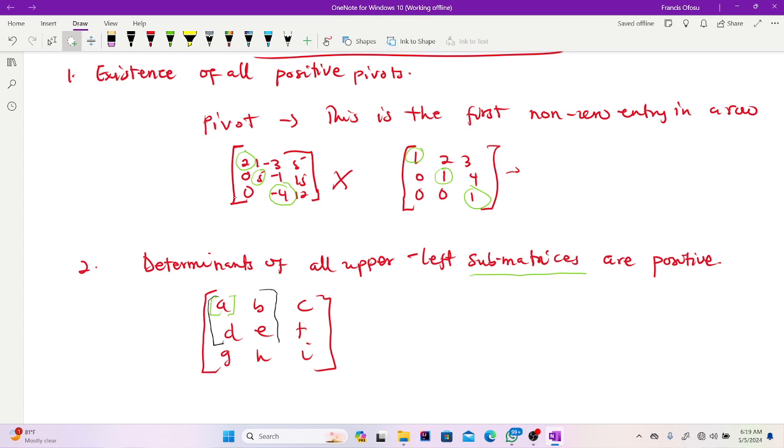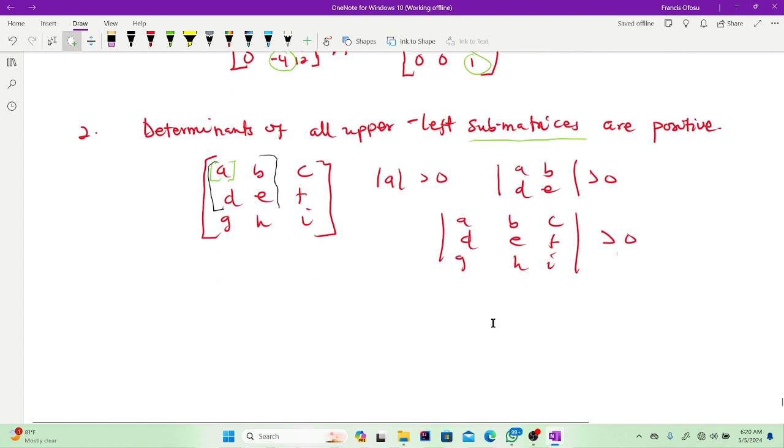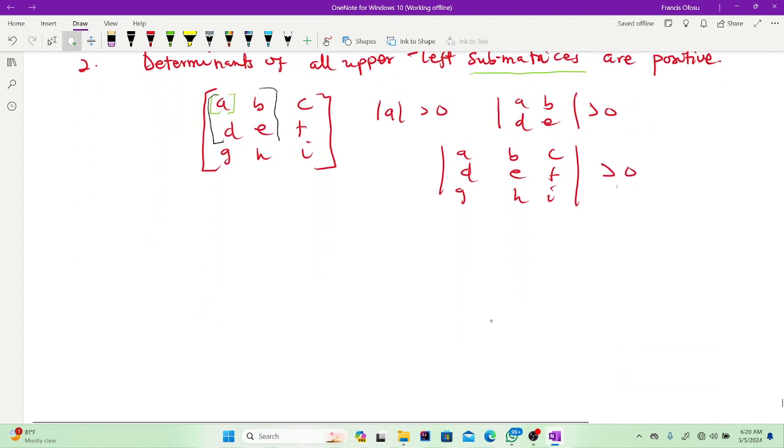So we have to determine the determinant. First of all, you find the determinant of A, it should be greater than 0. Determinant of A, B, D, E, it should also be greater than 0. Then you find the determinant of the entire matrix, A through I. It should also be greater than 0. So once all these conditions are satisfied, then it is a positive definite matrix.